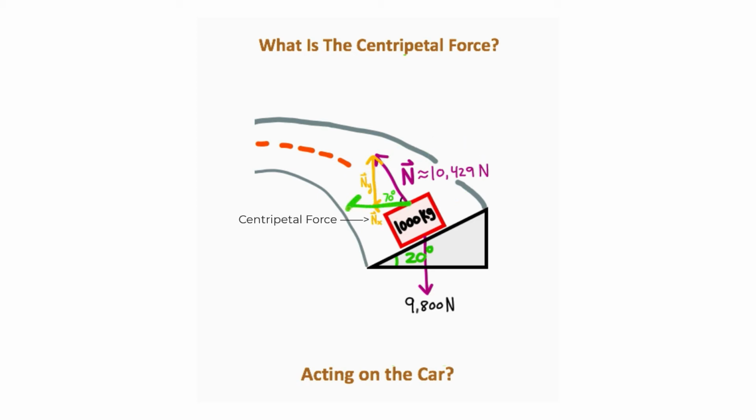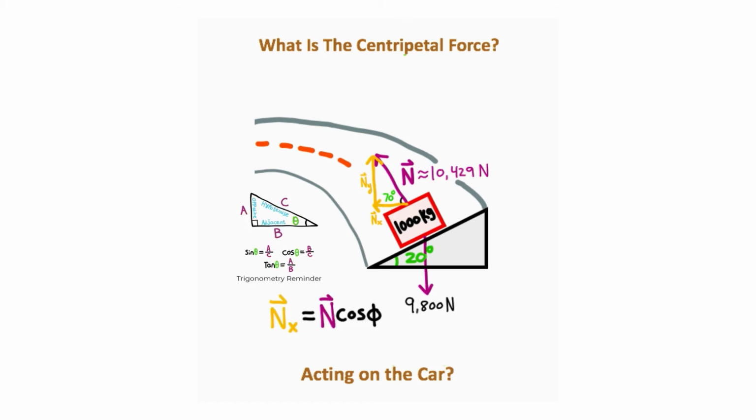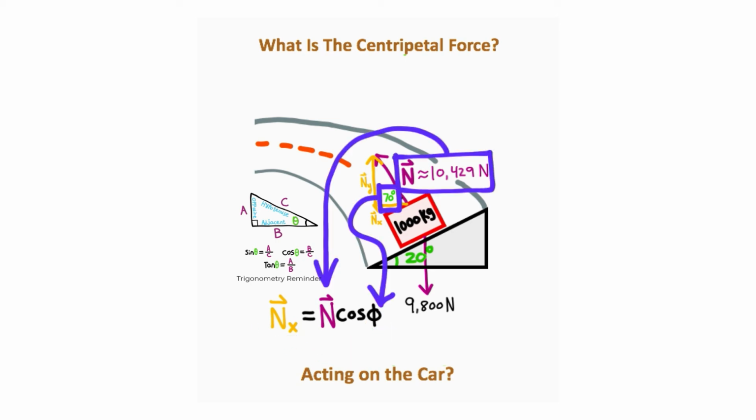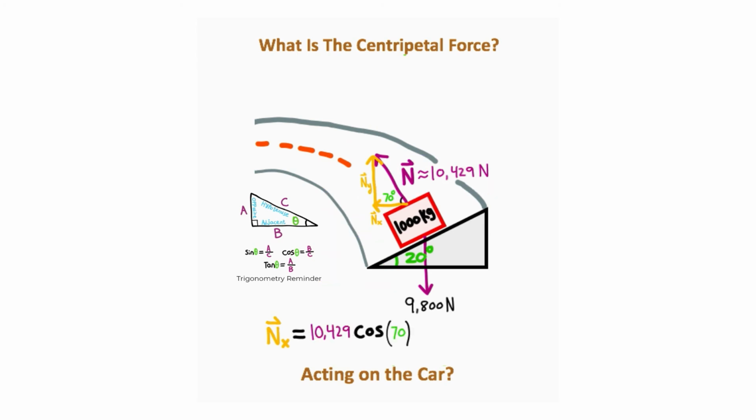Notice that this horizontal component is adjacent to this angle. What that means is we can use the cosine for adjacent angles. So if we take our normal force and multiply it by the cosine of phi, we can calculate our normal force in the x direction. So if I plug in my values for phi and for the normal force, you should get 10,429 times the cosine of 70. That should give you approximately 3,567 newtons.